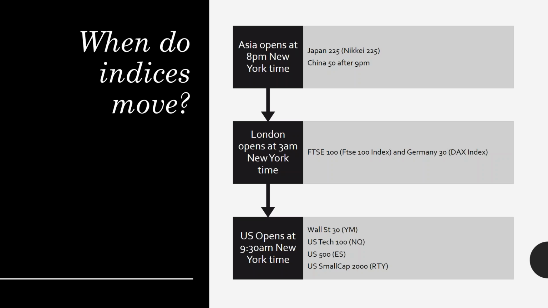Now London opens at 3 a.m. and you could trade the European indices, for example, the FTSE 100 or the Germany 30. Then when the U.S. opens at 9:30, you have the opportunity to trade the Wall Street 30, the U.S. Tech 100, the U.S. 500, and the U.S. Small Cap 2000.